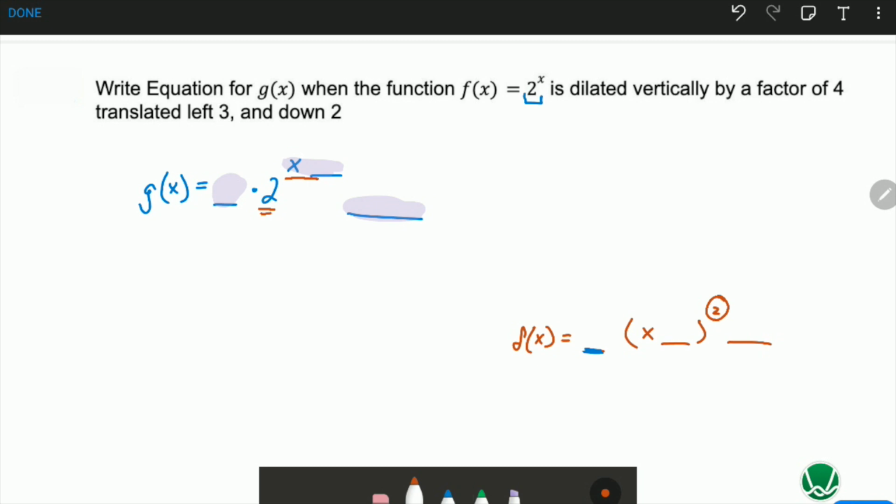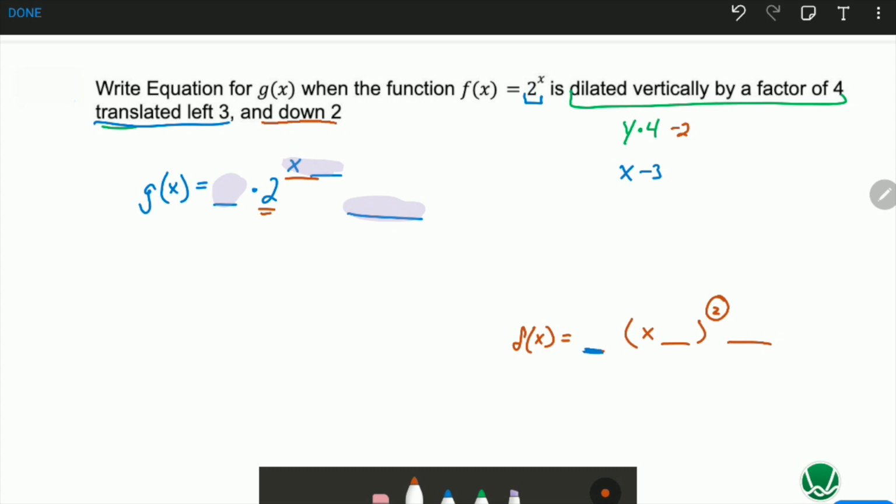Now that key stuff is taken care of, let's go ahead and try to write this equation. So we're dilated vertically by a factor of 4. That means we're going to be multiplying our y values by 4. And we're translating left 3. So if we're translating left 3, that means we're taking x values and adding 3 inside the exponent. And we're also translated down by 2. So in addition to multiplying by 4, we're going to subtract 2 as well.